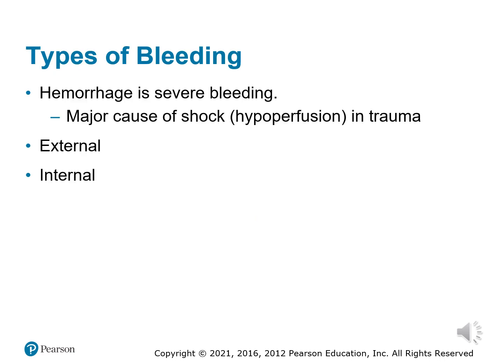First, types of bleeding. Hemorrhage is a severe bleeding. It's a major cause of shock or hypoperfusion in trauma patients. It can be external or internal bleeding.